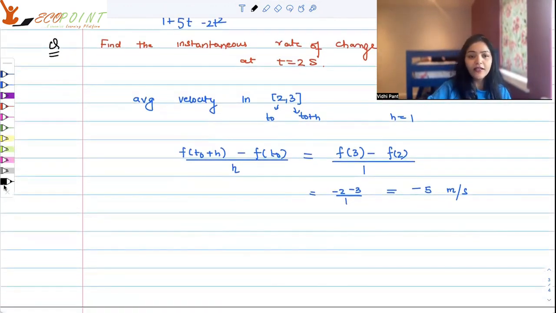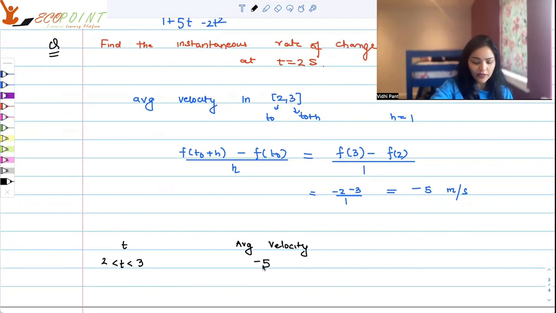Let's think about it in terms of values. I already have a few values here. Let's take intervals for t and let's take the average velocity and analyze this situation to find out what is happening at 2. I'm going to try to go closer and closer to 2. So we have t between 2 and 3. What is the average velocity? We've just figured out it's minus 5.